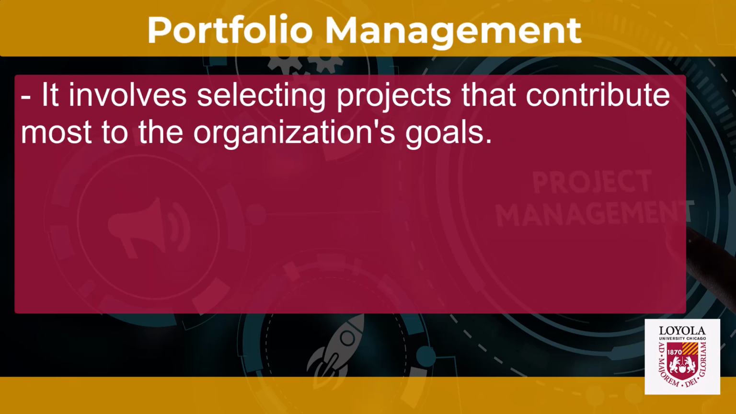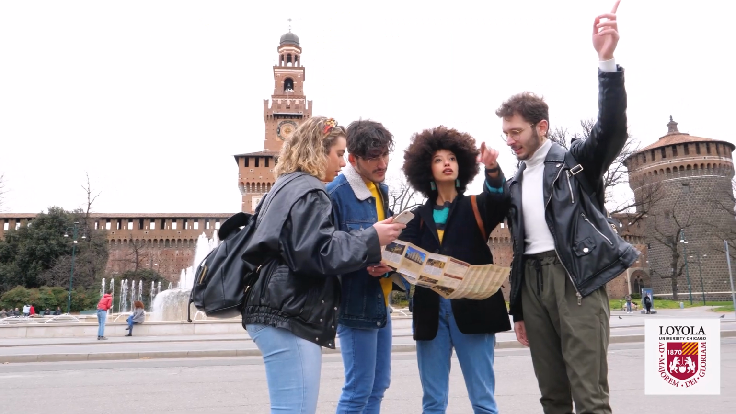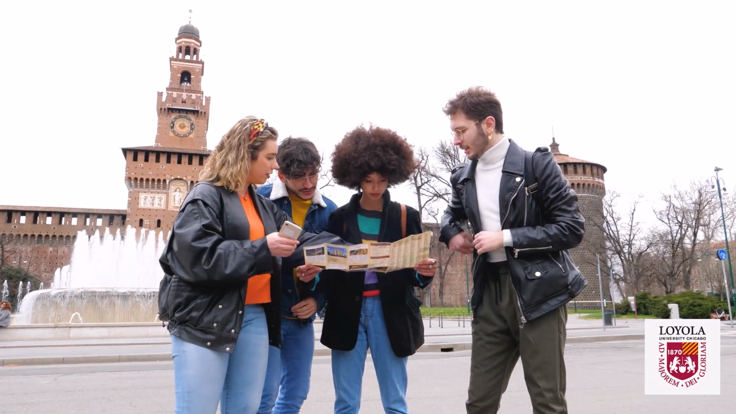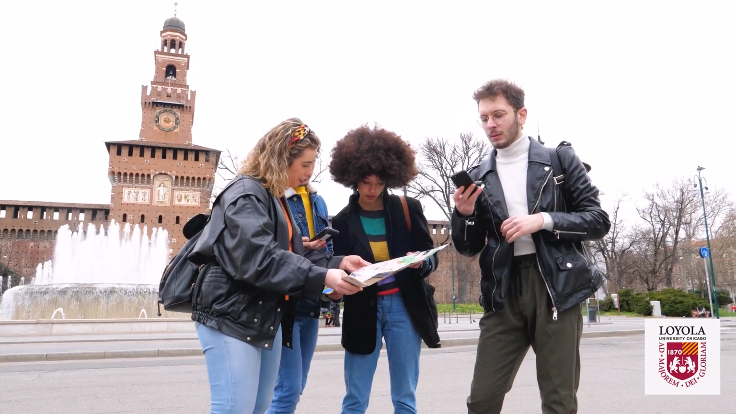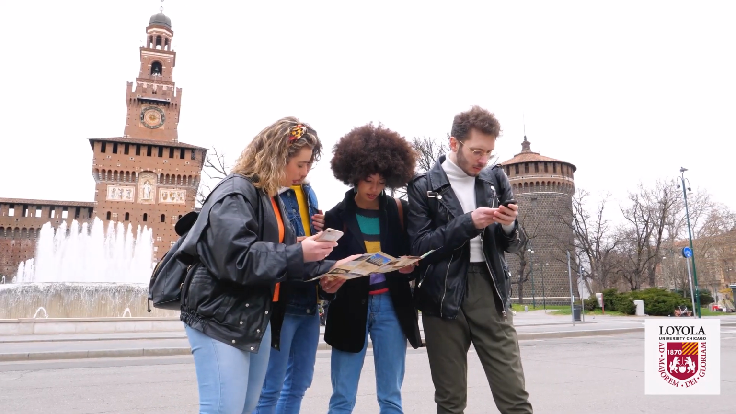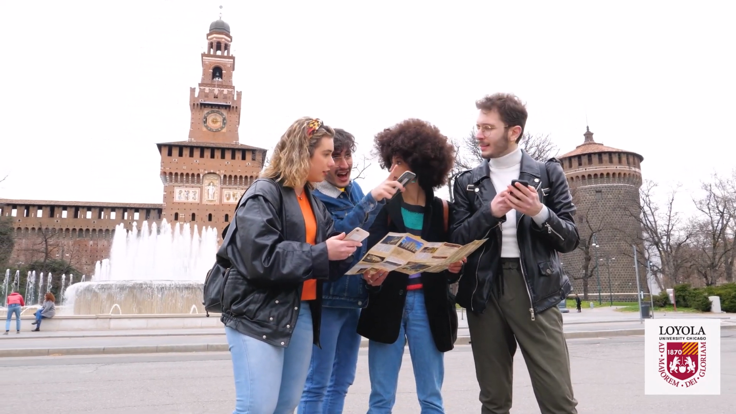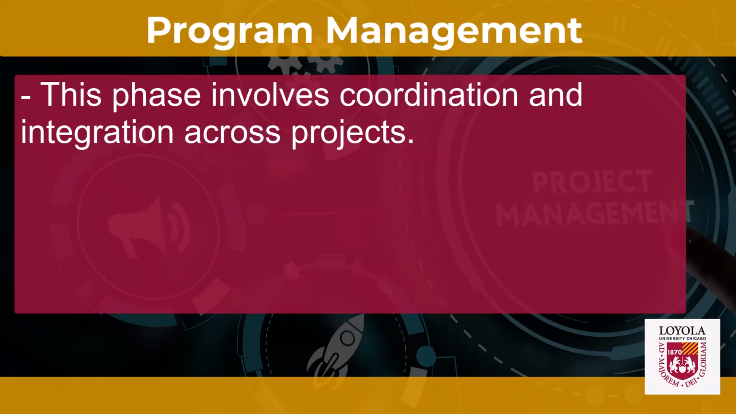And as mentioned, there's also portfolio management. We talked a little bit about this in the last video, but portfolio management aligns projects with strategic goals, ensuring that your organization invests in the right projects. Organizations prioritize and align projects with strategic objectives. It involves selecting projects that contribute most to the organization's goals. Then there's program management. Program management coordinates and integrates related projects to deliver benefits and achieve strategic objectives. This phase involves coordination and integration across projects.